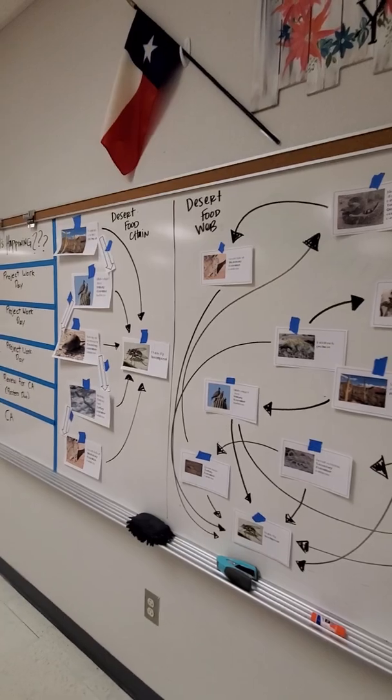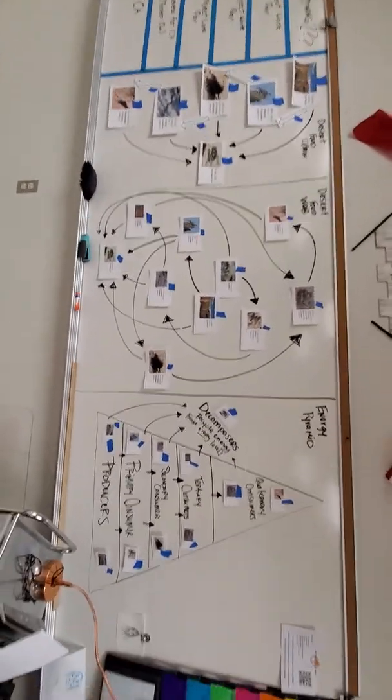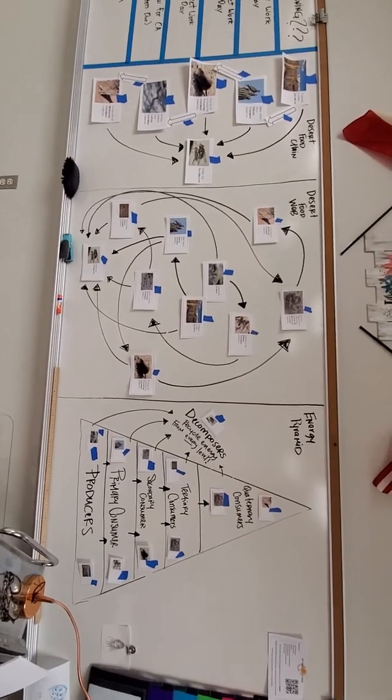So I hope that helps you guys kind of see what your project should look like. It's not one of those, it's all 3 of those. So you should have a food chain, a food web, and a food pyramid. Now yours is definitely not going to be as long as this one because yours is going to be on a poster instead of my full whiteboard. But I wanted to make it big so that everybody could see everything.